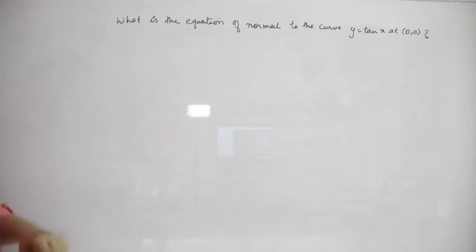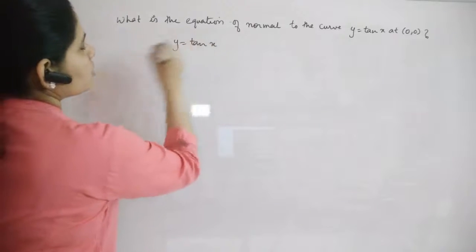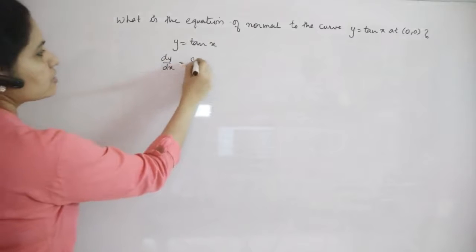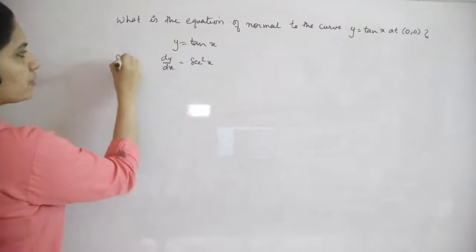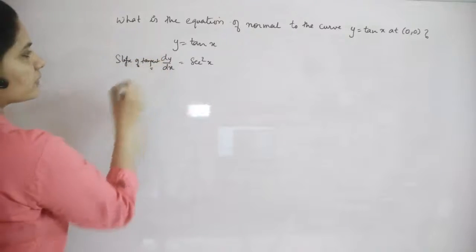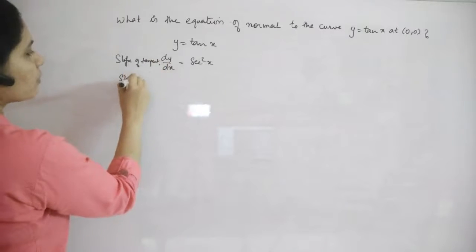What is the equation of the normal to the curve y equal to tan x at 0, 0? That is at the point 0, 0. y is equal to tan x. Differentiating, you will get dy by dx is equal to sec square x. So this is your slope of tangent. Now what will be slope of normal?